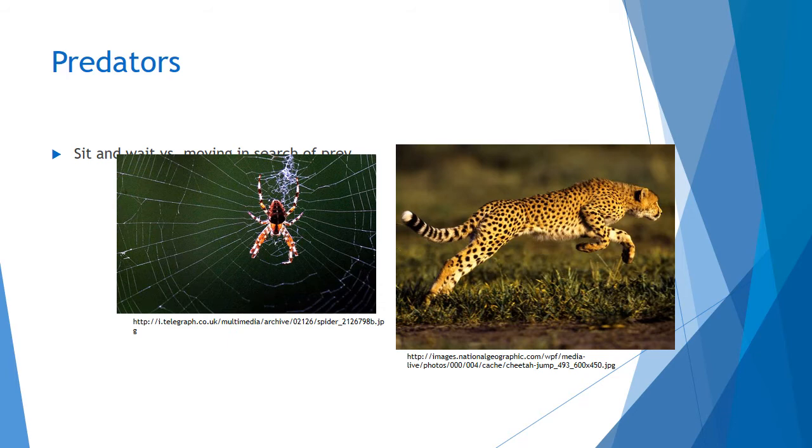Okay, predators. We have two different types. We have sit and wait and moving in search of prey. A sit and wait predator is good because it uses less energy to capture prey. Example of that would be the spider here. However, a negative to being a sit and wait predator is you would have limited resources.